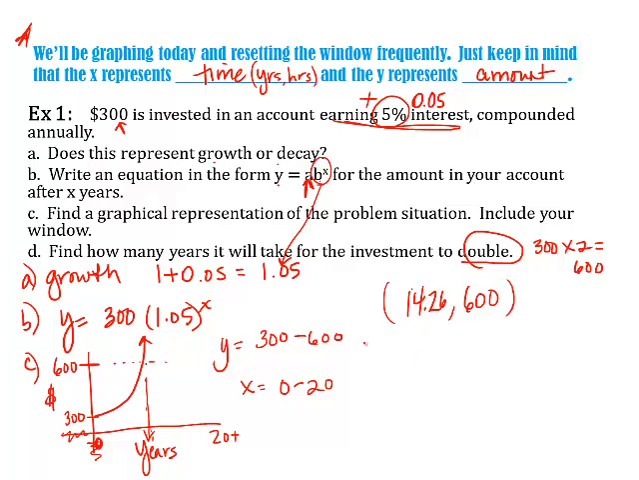Okay? So what does that tell me? How many years is it going to take? It's going to take approximately, now this is just an approximation, 14.26 years to double my money at that interest rate. All right, let's try another one.